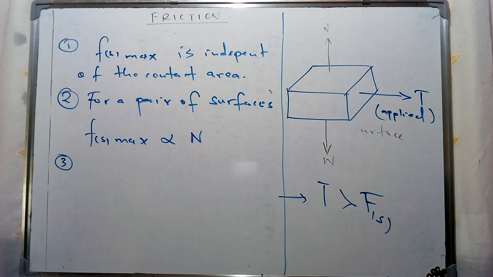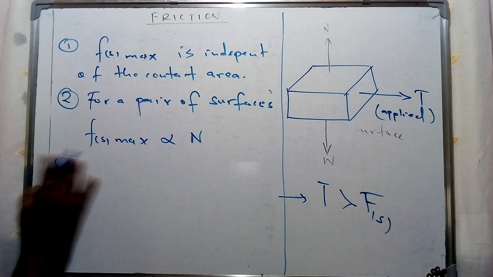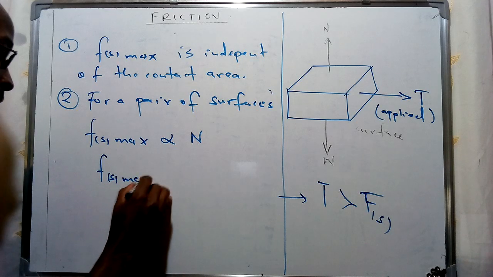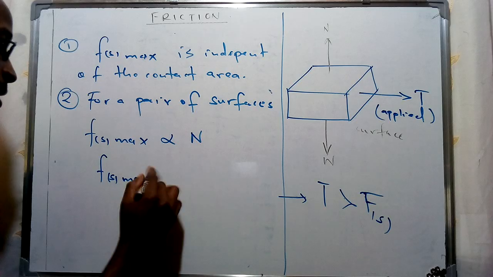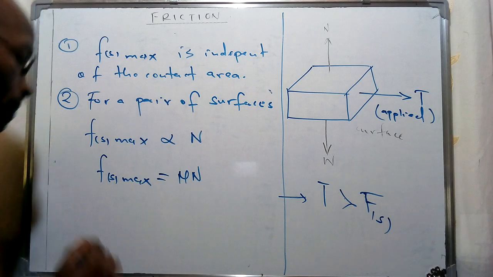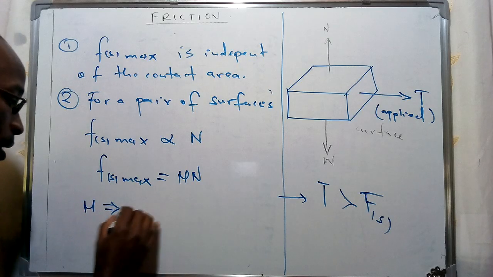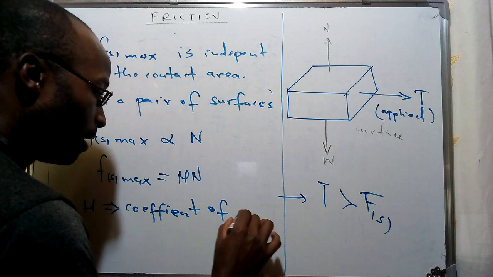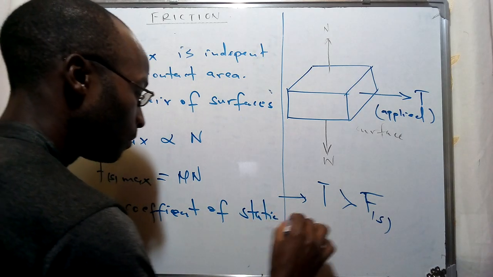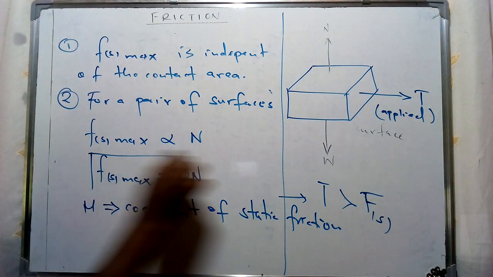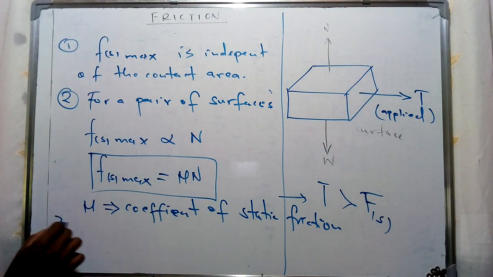And of course, we're going to look at another one. So from the second property, we can develop a relationship for the maximum static friction. The maximum static friction is equivalent to mu times N, where mu is the coefficient of static friction, given using that specific notation. So in this case, this is giving us one of the relationships from the second property.